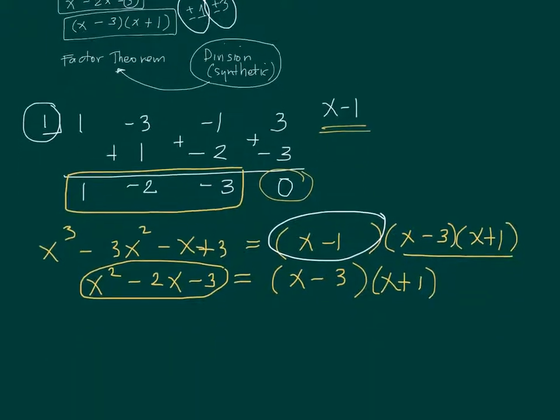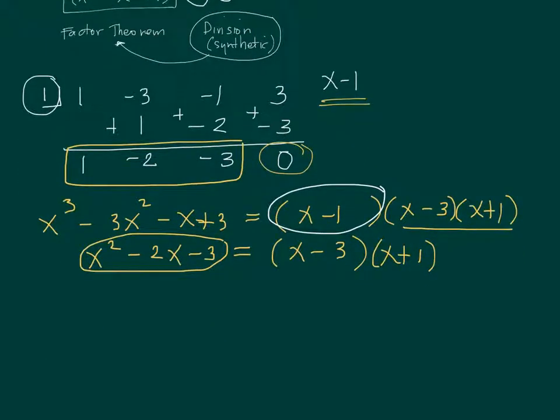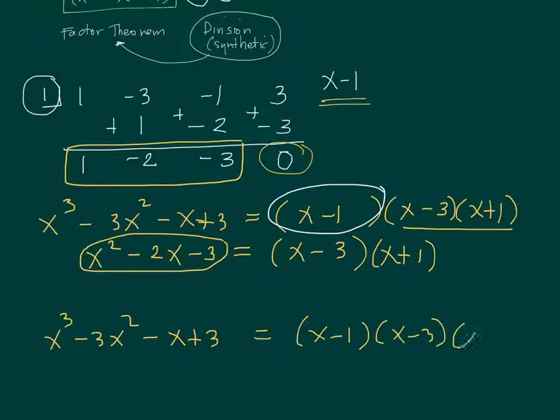Okay, so let's just rewrite the final answer. The factored form of x cubed minus 3x squared minus x plus 3 is x minus 1 times x minus 3 times x plus 1. We are very lucky that when we tried 1, we ended up with 0 immediately. Sometimes the last number is not a 0. When this is not 0, that means you have to try the other numbers, negative 1, the positive 3, and the negative 3, until you get 0 in the end.